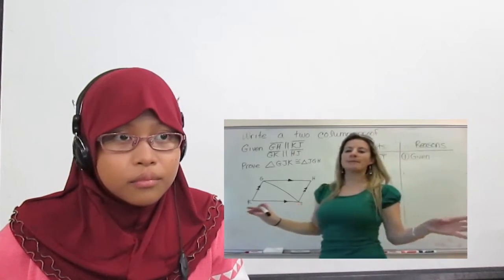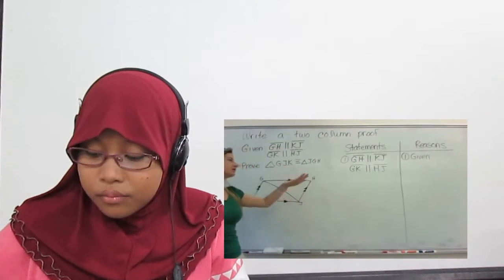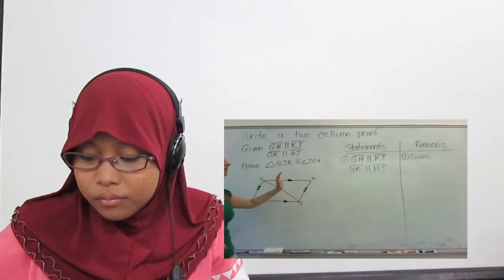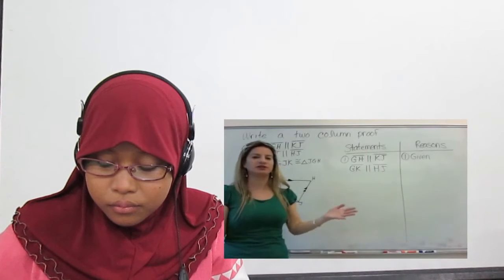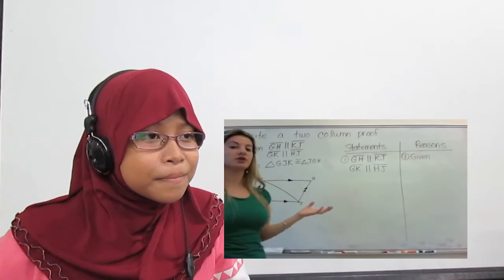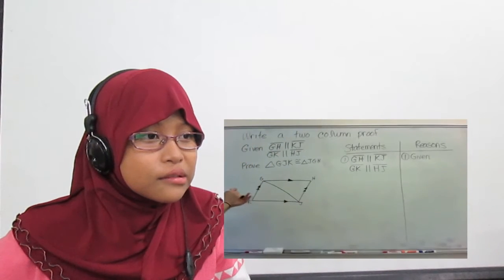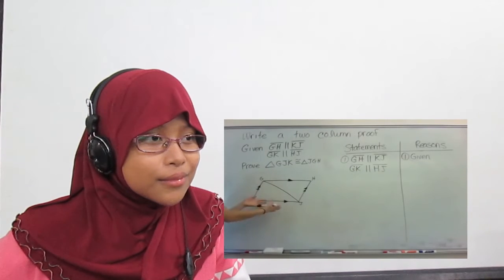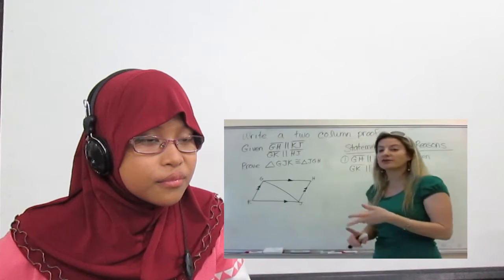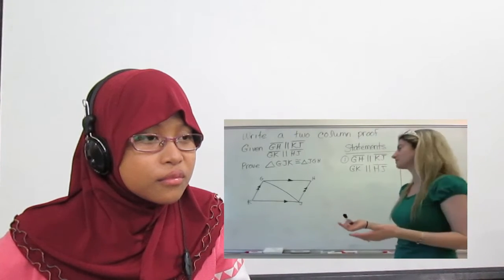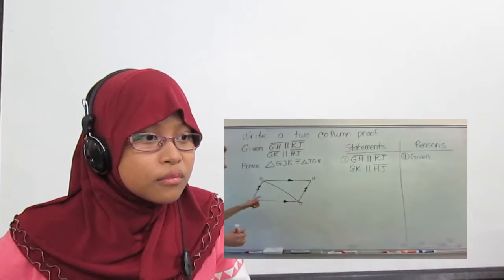Now, remember, I told you, when you're given that two segments are parallel, that's awesome news, because that means you can start looking for alternate interior angles, because those are going to be congruent when you have parallel lines. Given that we have absolutely no segments that are congruent yet, no angles that are congruent yet, we've got our work cut out for us. So let's start looking for those alternate interior angles.